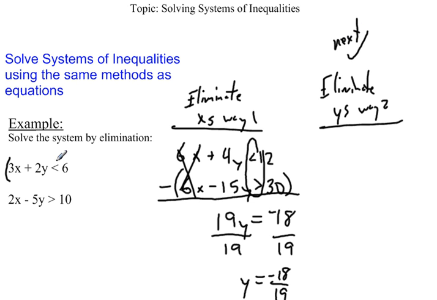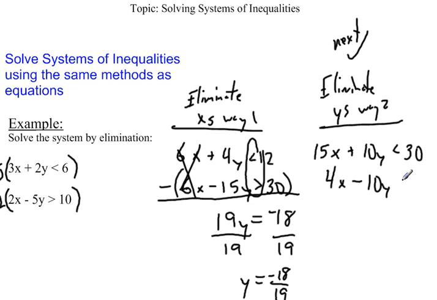To eliminate my y's, I need to multiply everything to have 10 y's on both. I'm going to do 5 times everything at the top. So my first equation comes in to be 15x plus 10y less than 30. My second equation is going to be 4x minus 10y, and that's greater than 20. I'm going to add these equations together, and the reason is if I add them, these are already gone. So it's up to me which one I choose.